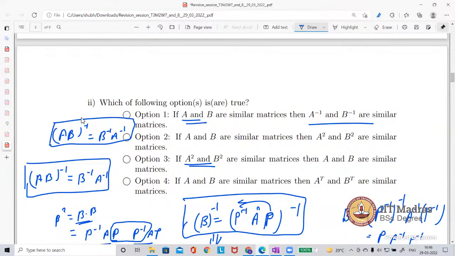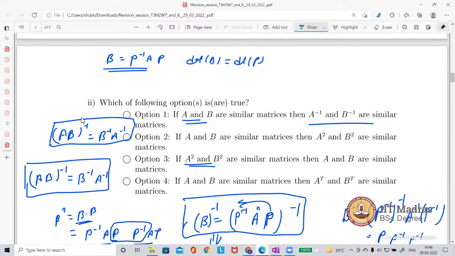Trace means the sum of the diagonals. So in case of A square and B square, the trace will... Okay, let's see. So what it says: B is P inverse AP. So both have the same determinant. Determinant of B is equal to determinant of P inverse A P.